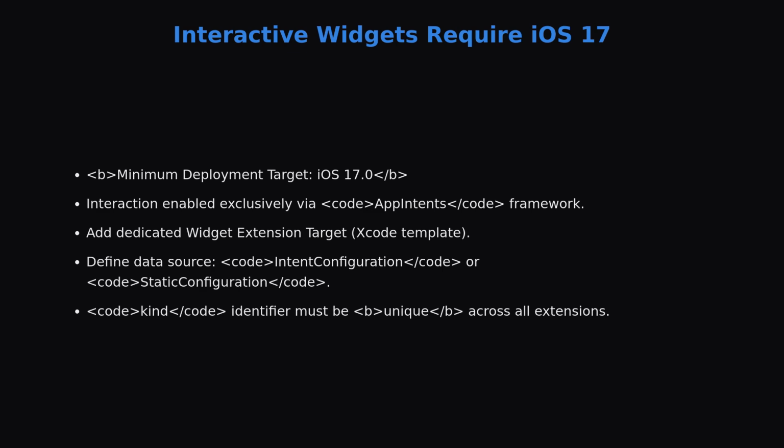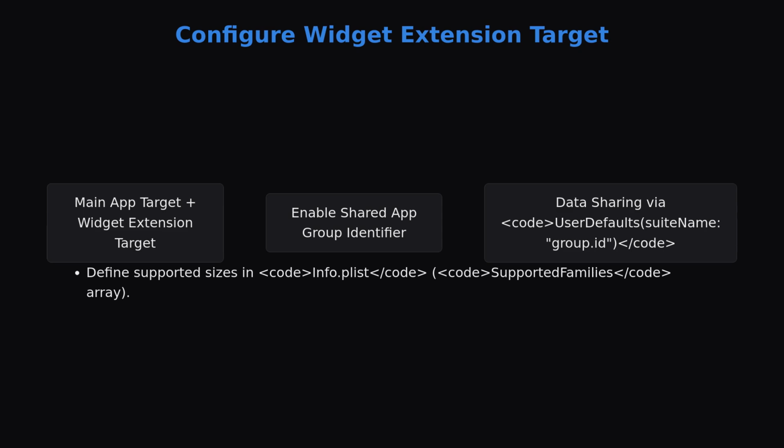This shift replaces the previous static model entirely, allowing for real-time user input like button presses and toggles directly on the home screen. Create the widget extension target by navigating to File, then New, then Target within your existing Xcode project structure. Data sharing between the main application and the widget extension is mandatory and achieved through an app group identifier. This specific app group must be enabled in the signing and capabilities settings for both the host application target and the newly created widget extension target under the app groups section.